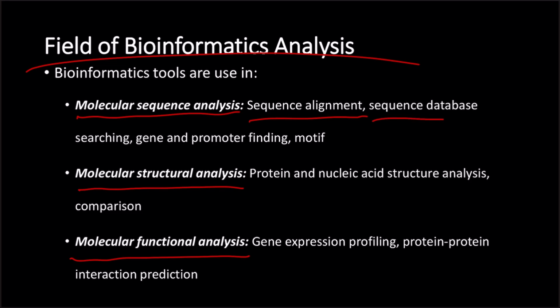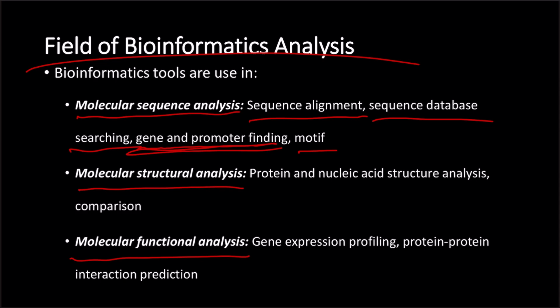Then we can do sequence searching, that is in the database we can search for different sequences. Then we can use the software for finding the gene and promoter. Okay, so we can do the finding of the promoter. Then next is finding motif. Motif is basically a small, short recurring pattern in a gene which is significantly affecting the gene. So we can find that also with molecular sequence analysis.